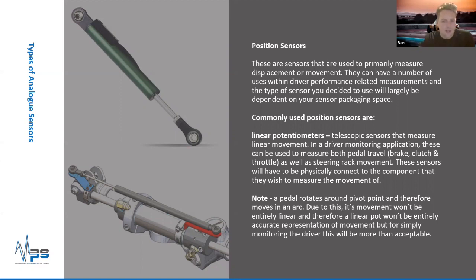Another way of using these for driver analysis is to mount one onto your steering rack. There'll be parts of your steering rack that move linearly, and then with a simple calibration process, you can turn this linear movement into an angular change of the wheels. So they're hugely useful. They're relatively cheap. They can be quite easy to mount. So again, they're worth considering.